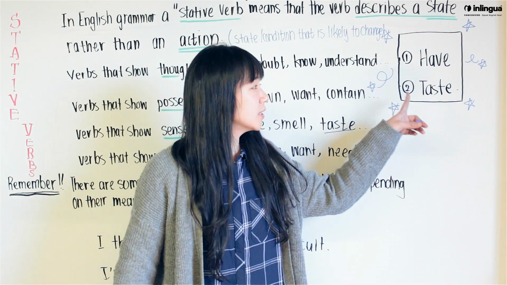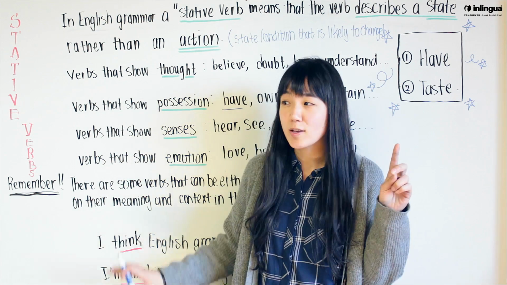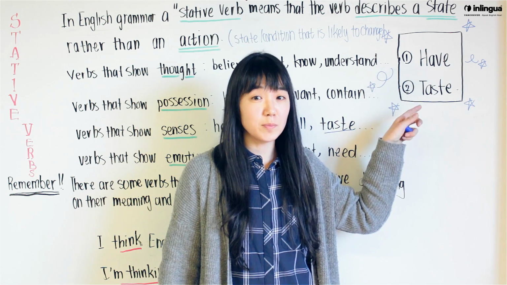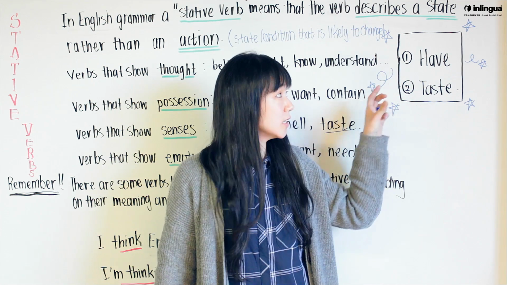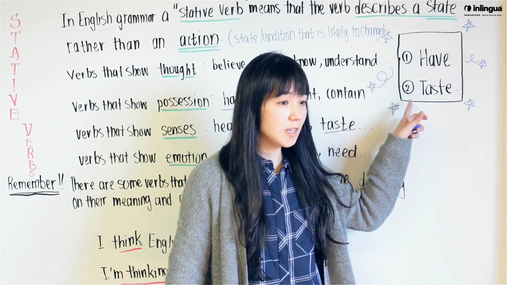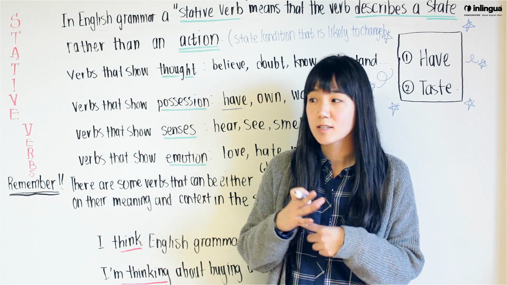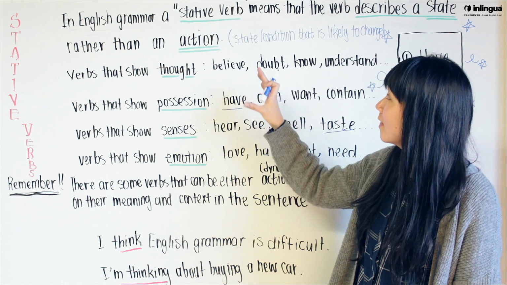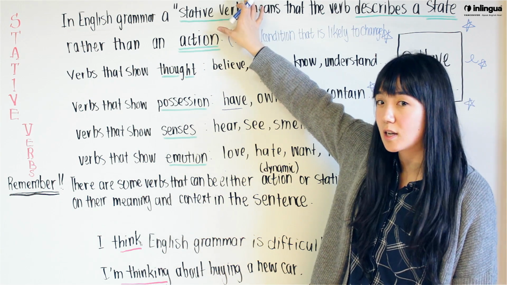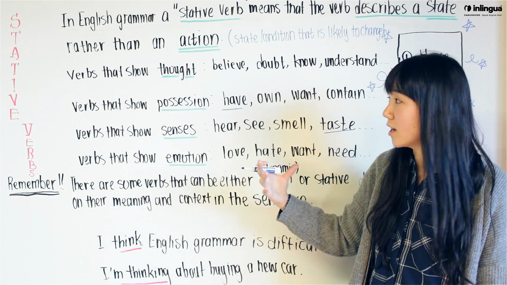So I have 2 examples here, have and taste, which are also exceptions. So I hope that you watch this video and then you can leave maybe 2 sentences with different meanings. One using the stative verb in one of these categories, and another using these verbs with an ing. And you can leave them in the comment box below, and just remember that there are 2 different kinds of verbs. You know the action verb, but there are also these verbs called stative verbs, which describe a state or a condition rather than an action.